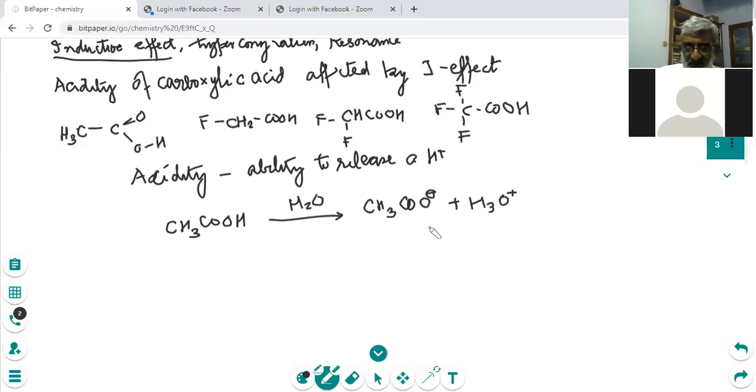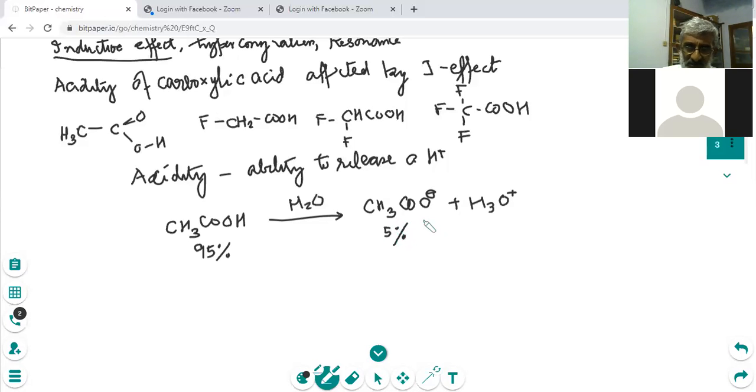But in this case, this is an organic acid. Organic acids are supposed to be weaker than mineral acids. Why? Because if you take an organic acid and put it in water, 95% will be in the undissociated form. Hardly 5% will get dissociated. And that is why we call it a mild, weak acid, not a strong acid.